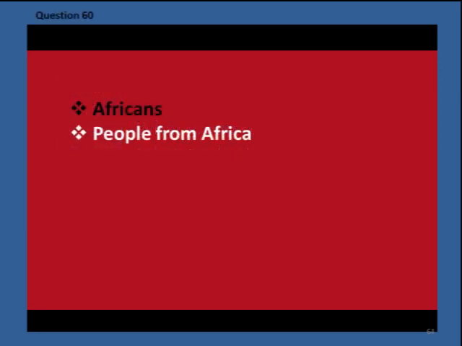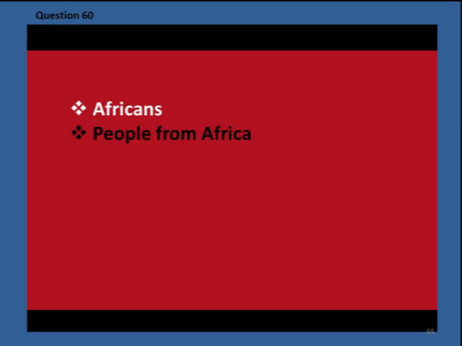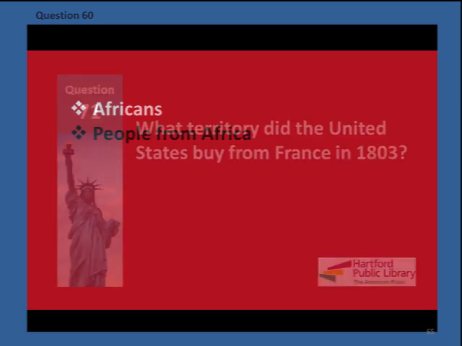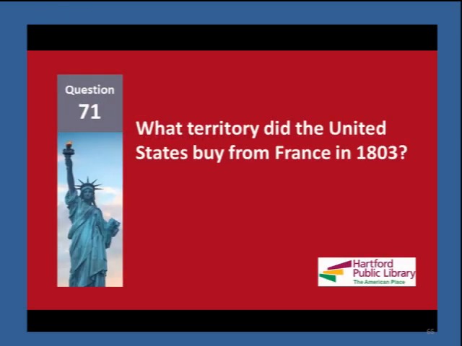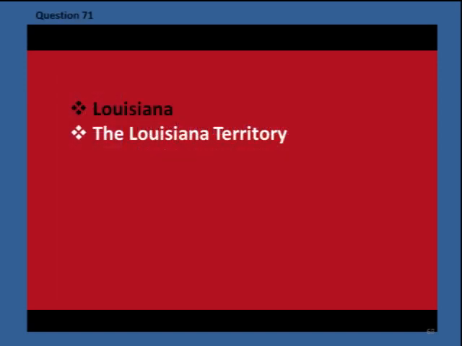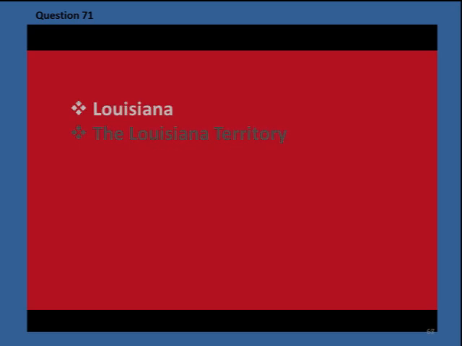Africans. Africans, or people from Africa, were taken to America and sold as slaves. Question 71. What territory did the United States buy from France in 1803? Louisiana. The United States bought Louisiana, or the Louisiana Territory, from France in 1803.